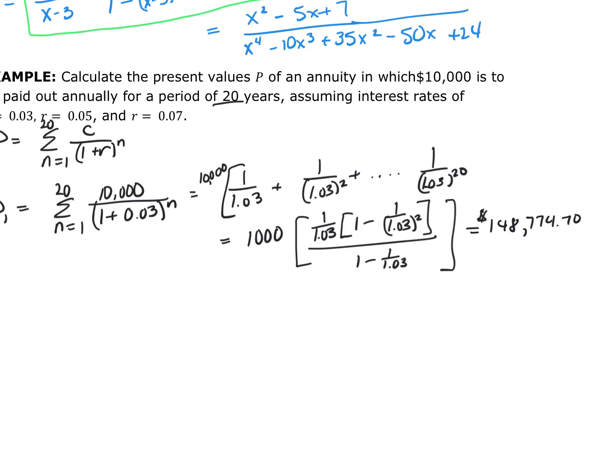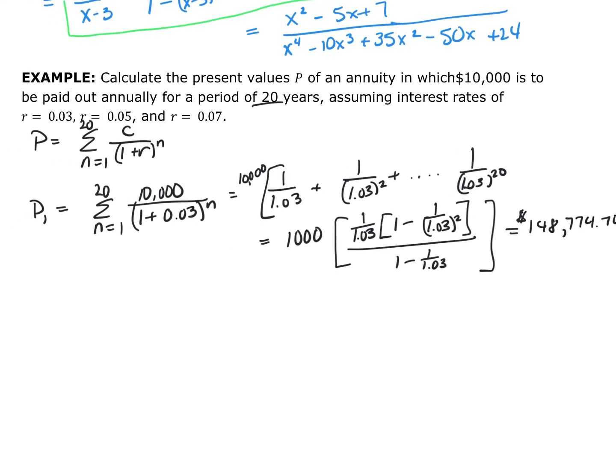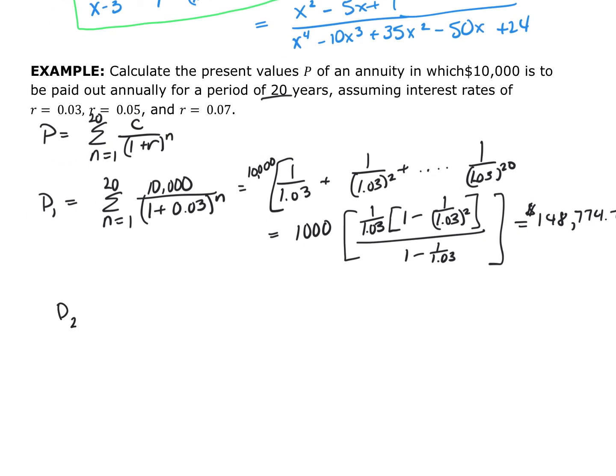Now, for the annuity at 5%, P sub 2, this ends up being $124,622. And P sub 3 at the 7% is going to give me an amount of $105,940.10. So here's an application for taking my power series and turning it into a rational function and being able to calculate something fairly quickly.